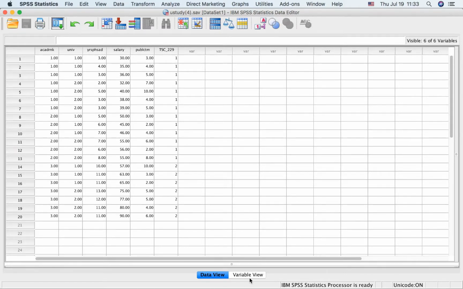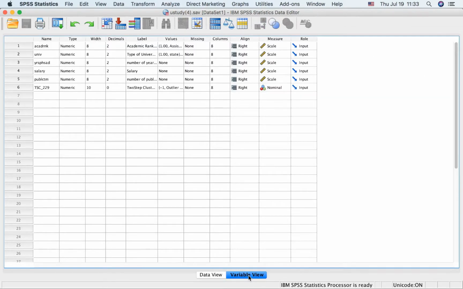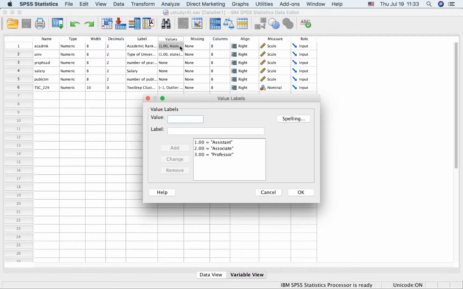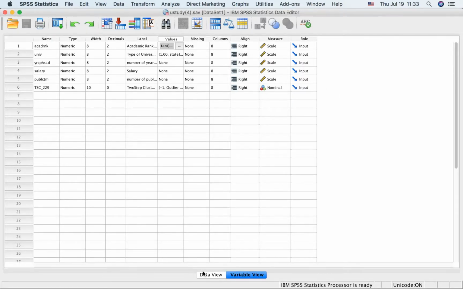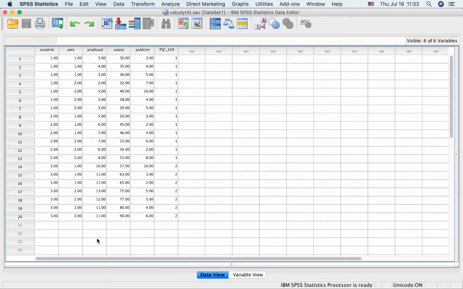If you want to know what they mean, you can go to the variable view. I've introduced this to you before in another video. So if you look at academic ranking, the values are 1 assistant professor, 2 associate professor, and 3 professor. So we want to compare, let's go back to the data view, we want to compare the academic ranking and their salary. So if we want to see if there is a difference in terms of salary between the 3 academic rankings.